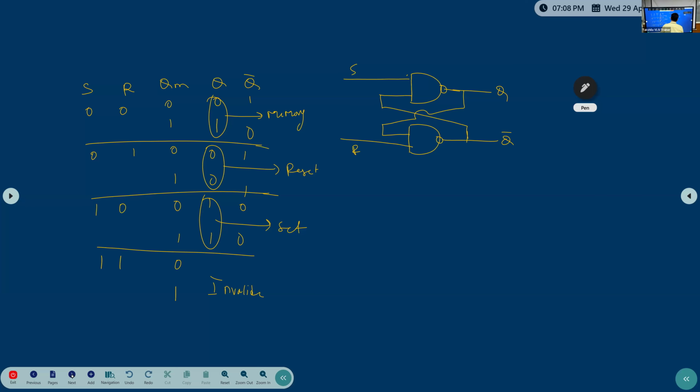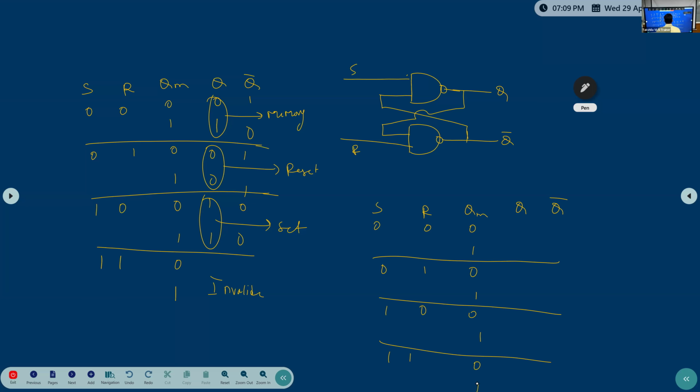So now if you observe what is the truth table of this one, S R, Q, Q bar. 0 0, memory, two cases will be there. 0 1, memory, two cases will be there. 1 0, memory, two cases will be there. 1 1, memory, two cases will be there. So now S equal to 0, R equal to 0.